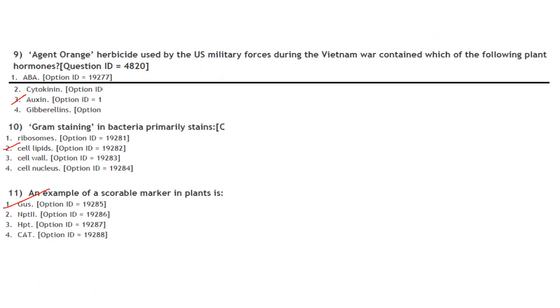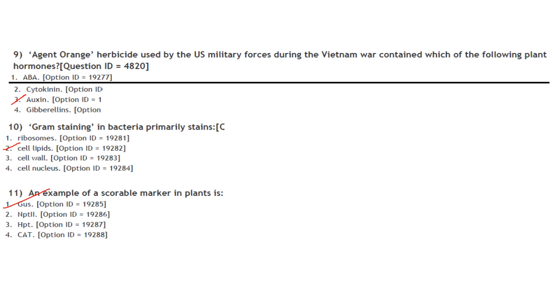Agent Orange herbicide used by the military forces during the Vietnam War contained which of the following plant hormones? So it contained auxin because it had the components 2,4-D and 2,4,5-T, both are auxins. Then gram staining in bacteria primarily stains the cell walls.